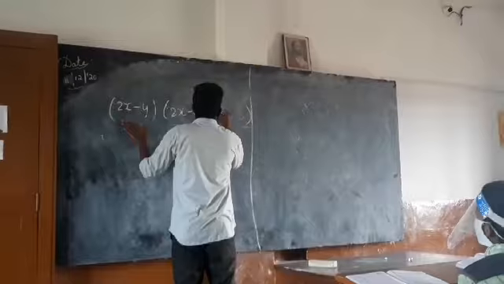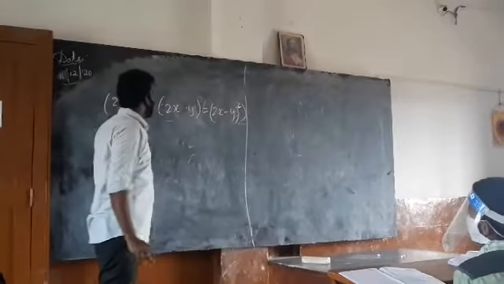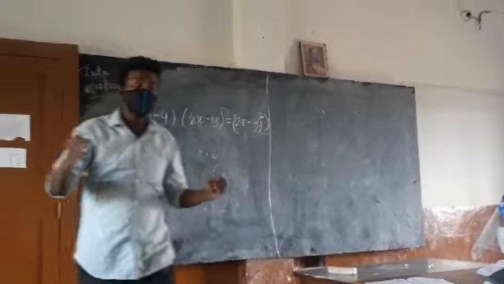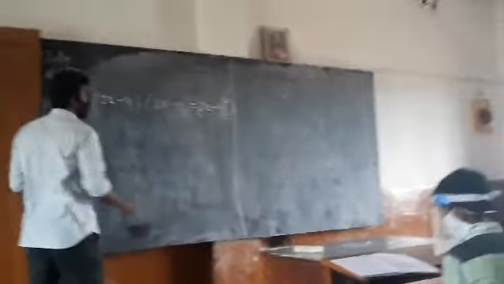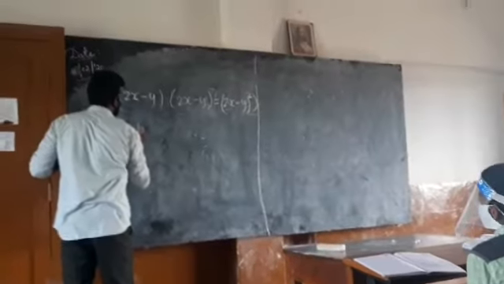Likewise, (2x minus y) whole square. 2x minus y into 2x minus y. x into x, x power 1 into x power 1, x power 1 plus 1, x square. Very good. Do not get confused. It happens, no problem. So if you look at it, it is in the form of (a minus b) whole square.